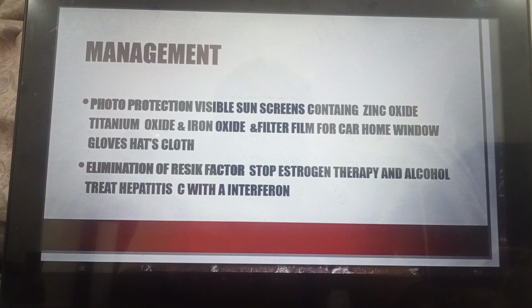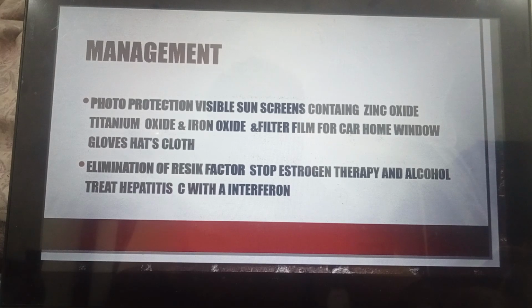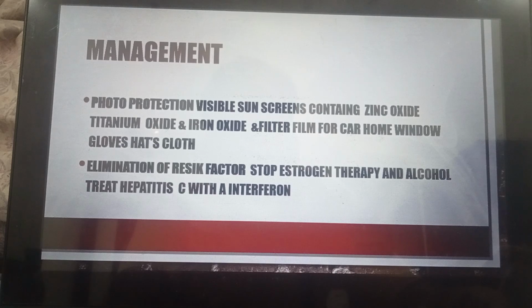Photo protection is usually done by sunscreen which contains zinc oxide, titanium oxide and iron oxide, and other filter film for car and home windows, wearing of gloves, hats and clothes. Elimination of risk factors, for example, stop estrogen therapy and stop alcohol consumption, and give treatment of hepatitis C infection with interferon. So these are all general steps in the management of Porphyria cutanea tarda.